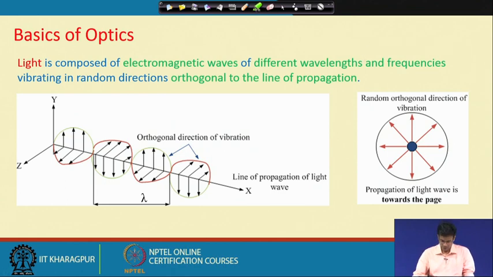So, if this is a line of propagation, then orthogonal means perpendicular to the line of propagation. So this is perpendicular to the line of propagation, and it is vibrating in a random direction. Between these two things is lambda, the wavelength of light.